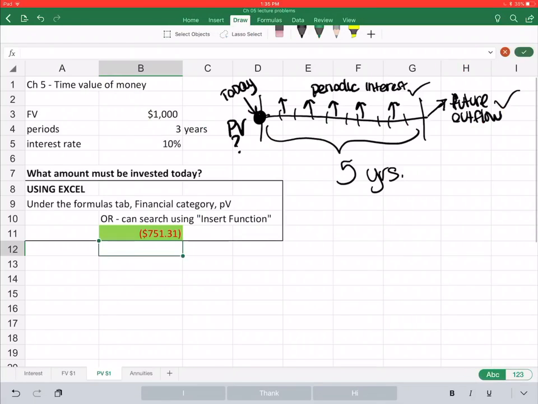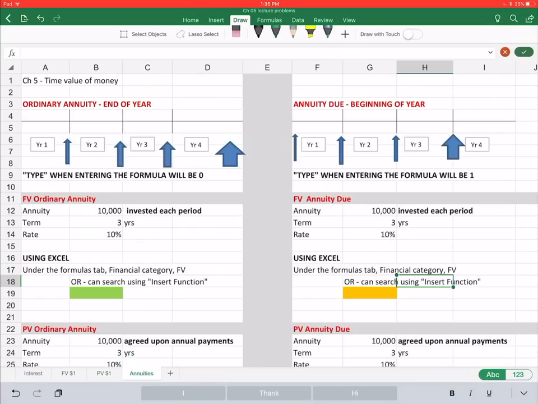So if we look at the final tab, the annuities tab, you can see, first of all, I've given a little timeline. I'm a visual learner myself, so I like to look at timelines and pictures and things like that to help me understand. And you can see the difference between an ordinary annuity and an annuity due.